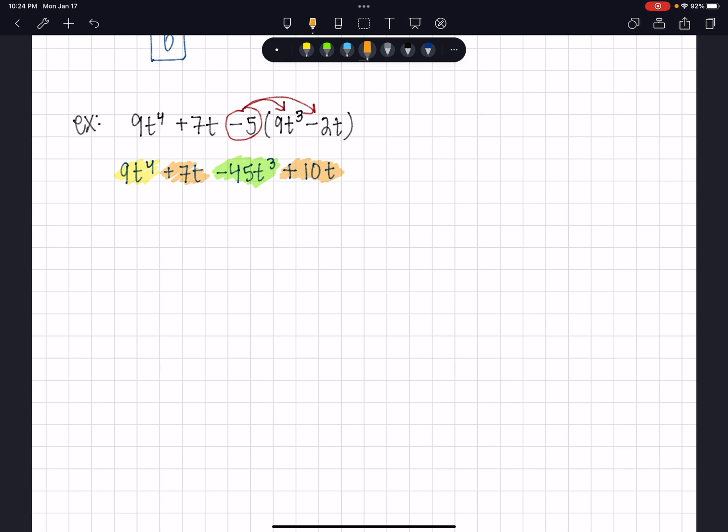So I'm going to write the highest degree first. That's going to be 9t to the fourth. There was nothing to combine with it. The next highest degree would be that third power, and there's nothing to combine with it. But 7t plus 10t gives us 17t. So there's our final answer.